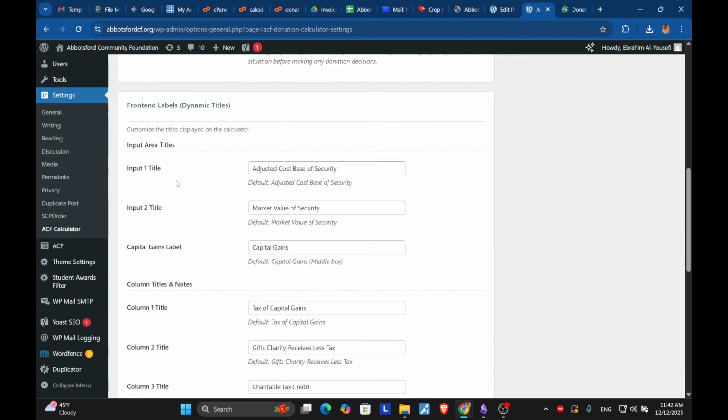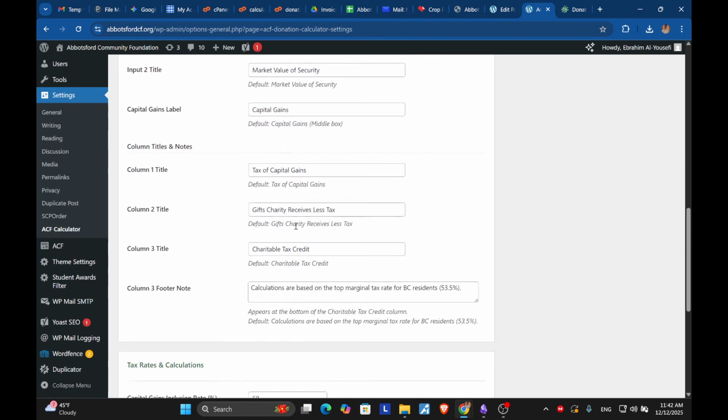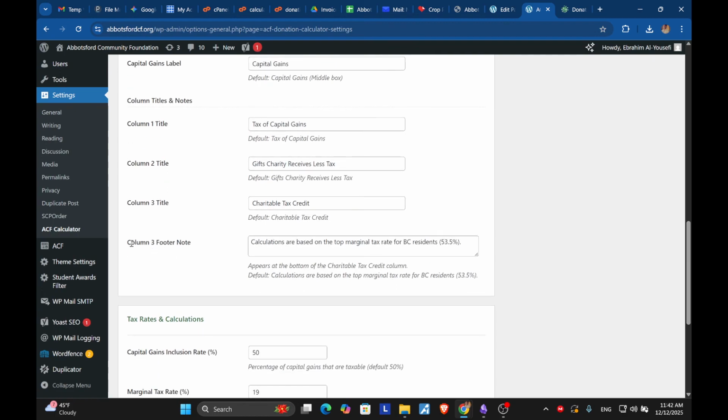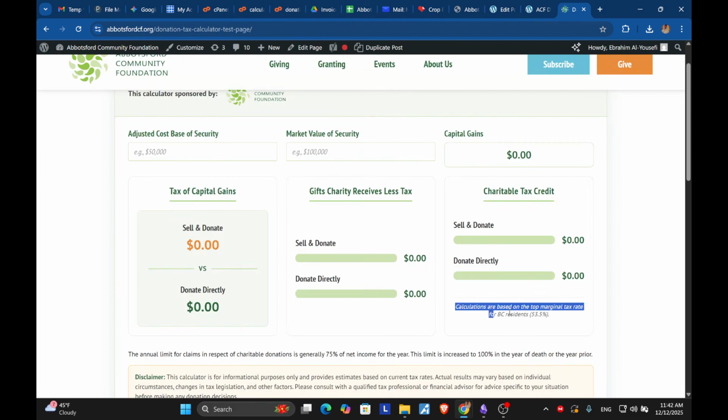And then you have the titles, both are editable, for the input and the column. And then over here you also have the defaults of those titles. So let's assume that I update the title, but after 3 months I'd like to go back to the original text. Here is the default. You can find it over here, since this is what we originally agreed on. And then you have the column 3 footer note, which is this part.